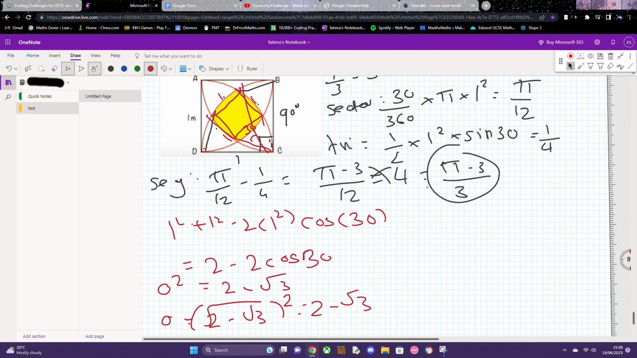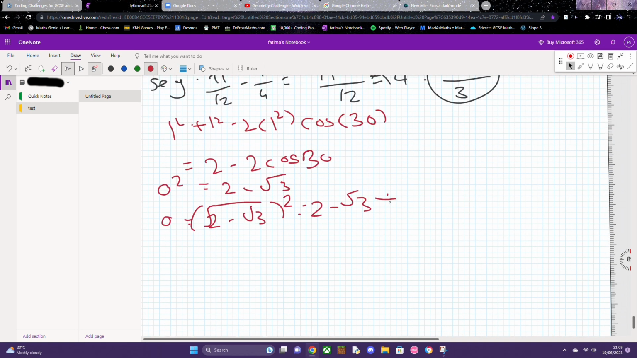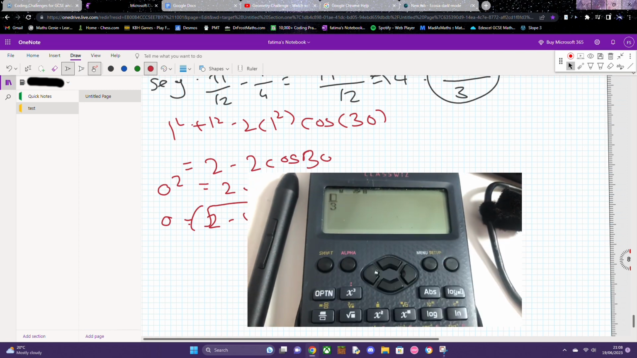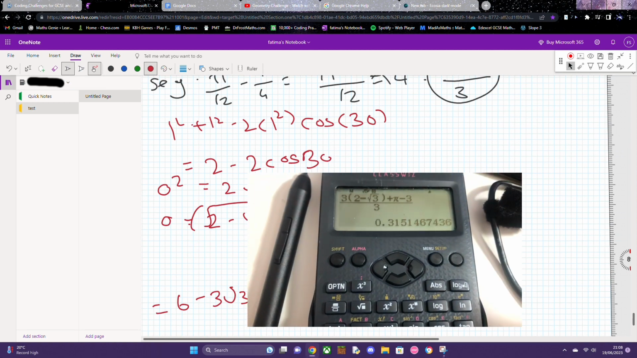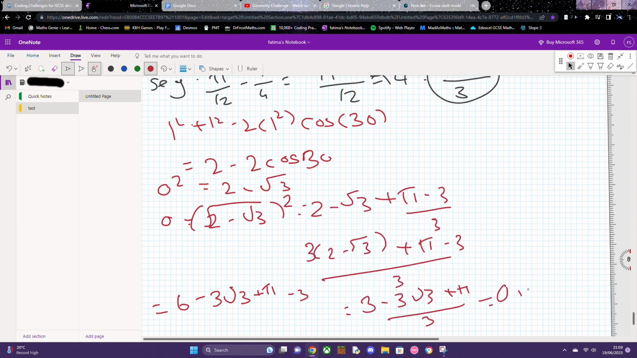We also have the area of the segment, so now all we do is just add it up. So now we get plus pi minus 3 root 3, times that, 0.315 approximately.